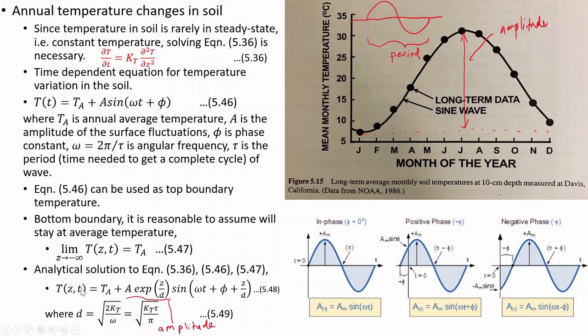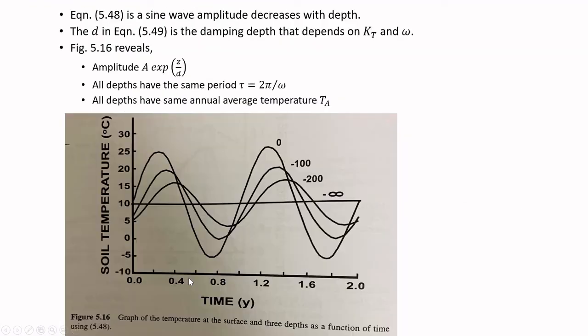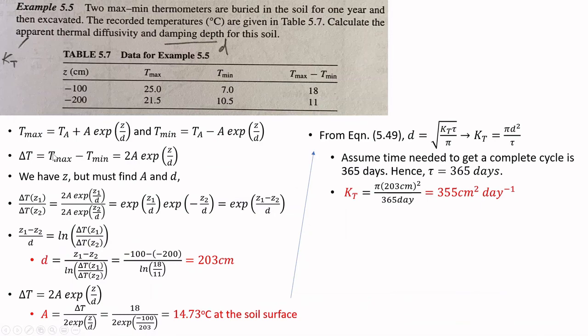So when T is minimum, T must be minus A exponential Z over D, so minus the amplitude, because sine becomes negative 1. Right, so that's why we have T max equals TA, the average temperature, plus the amplitude, and T min is the T average minus the amplitude.